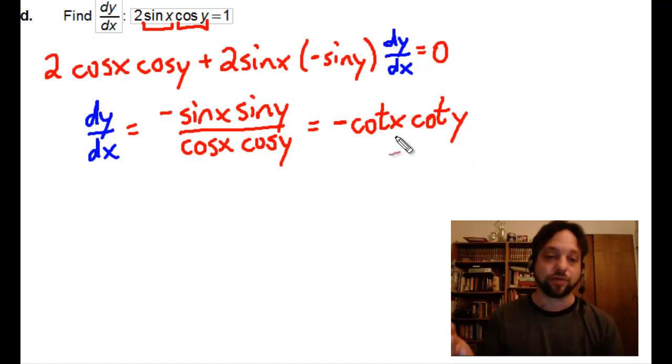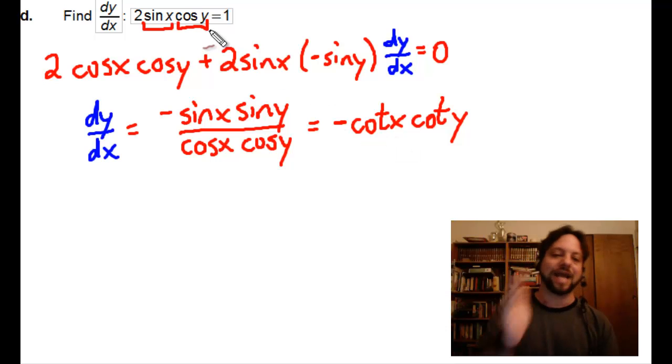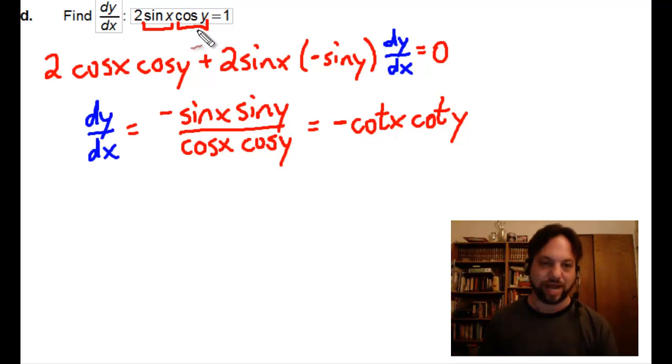So the derivative really is not that difficult. We just need to make sure that we're dealing with an x and y that actually exist on the original graph. And again, if you graph it, you'll see what the graph looks like. It's pretty cool. And with that, let's take a look at example E.